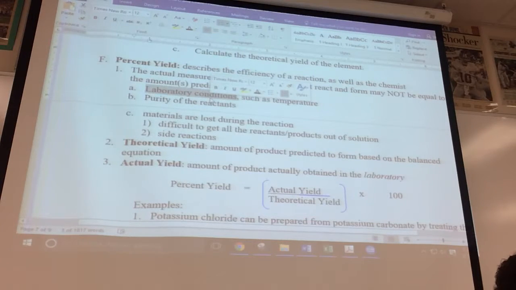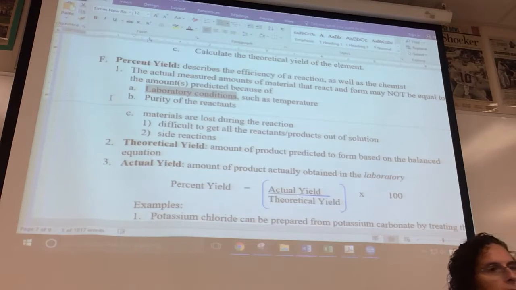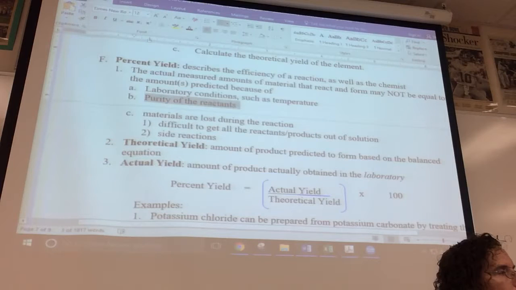One situation could be the laboratory conditions. It's especially cold in here. At very low temperatures, many chemical reactions do not operate as quickly, and that may affect how much product you generate. Some of the reactants may not be that pure. Did we use pure baking soda, or did we just buy it at Publix? That can affect the purity of the reactant, and that could affect how much product you generate.